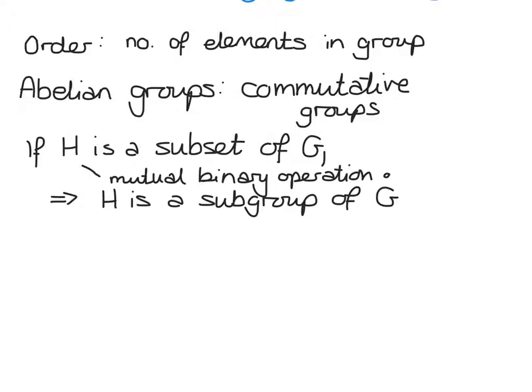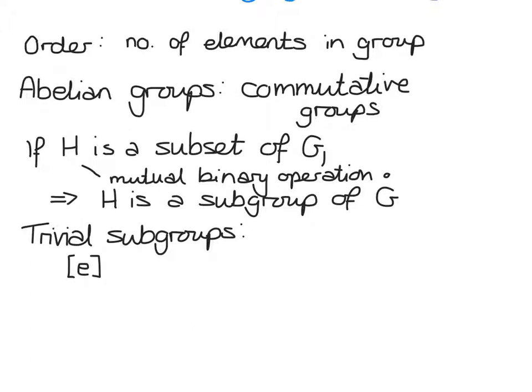And every group has two trivial subgroups. This is the group with just the identity element E, and the group itself. All the other subgroups of G that are not the identity element or the group itself are called proper subgroups.